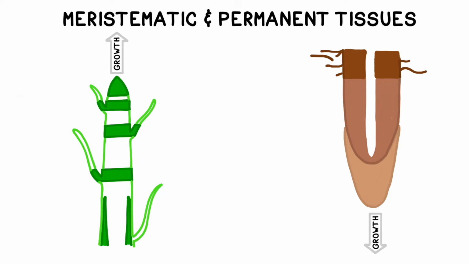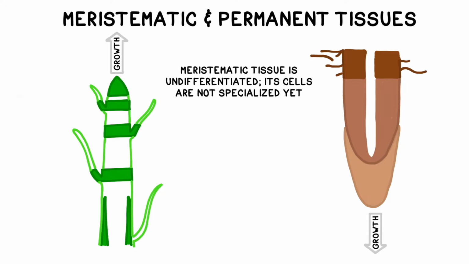Meristematic tissue is roughly analogous to stem cells in humans. Its cells are undifferentiated. That is, they have not yet become specialized. They still have the potential to continue dividing and to produce all of the various types of cells that the plant will eventually need.